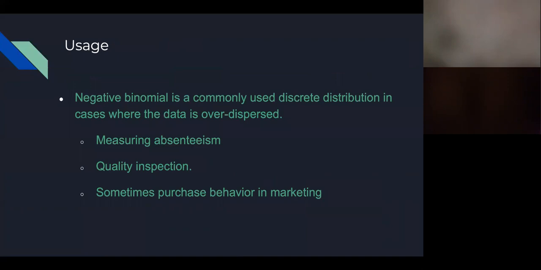How is negative binomial used in research and practice? Negative binomial is a commonly used discrete distribution in cases where the count data is overdispersed. Common examples include measuring absenteeism in workers or students, quality inspection in manufacturing, and sometimes in purchase behavior for marketing groups.